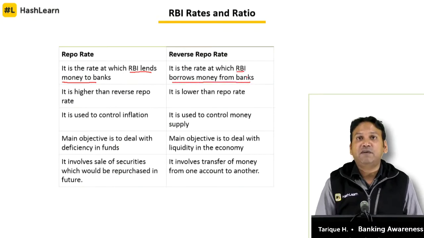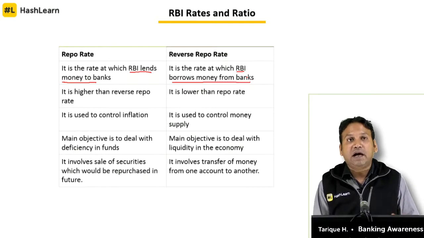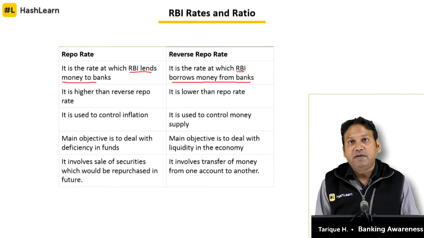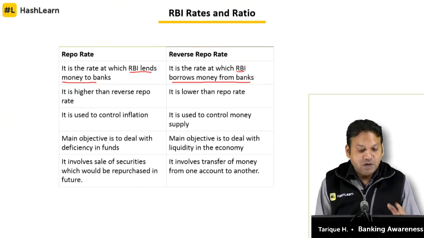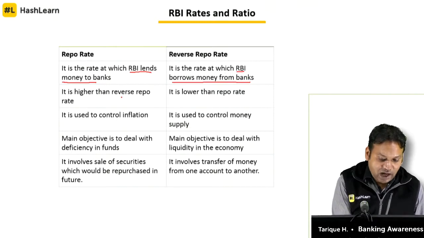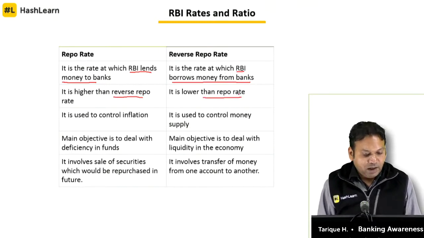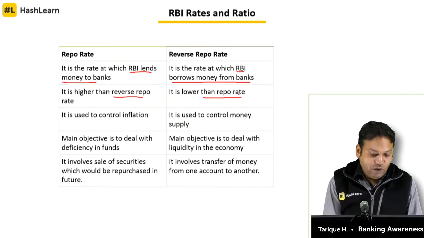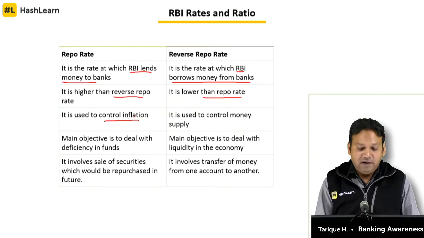So first of all the basic difference है वो ये है कि रेपो रेट के थ्रू बैंक्स आरबीआई से पैसे लेते हैं और रिवर्स रेपो रेट के थ्रू बैंक्स आरबीआई को पैसे देते हैं. ठीक है. सो एक ये चीज हो गया जो आप समझ सकते हैं. And repo rate is always higher than reverse repo rate and reverse repo rate is always lower than repo rate. Now what is repo rate used for to control inflation? Suppose inflation is more.